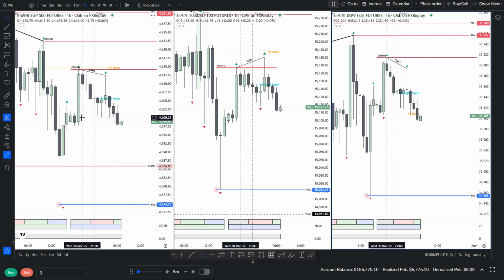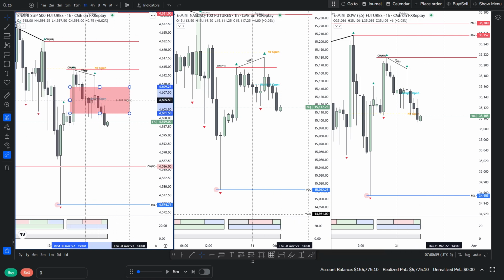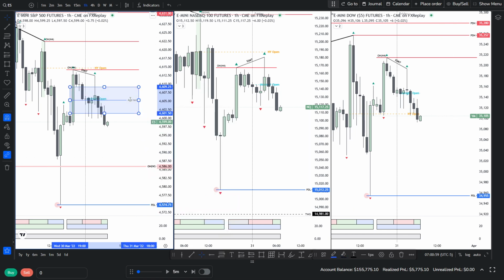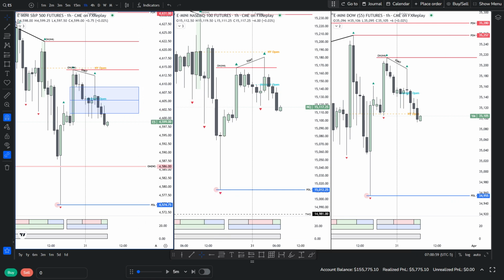So we obviously have this imbalance here, which we've now traded through. So I'm just going to note this BISI, which has been traded through. So just going to note that. Okay, just bear with me.